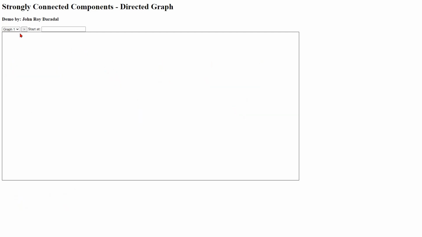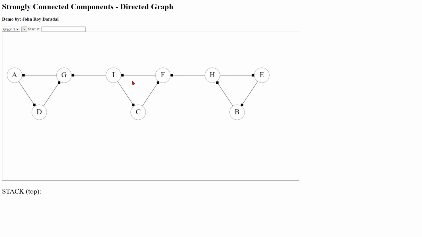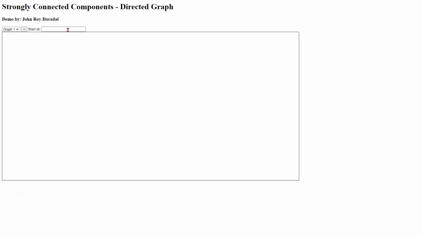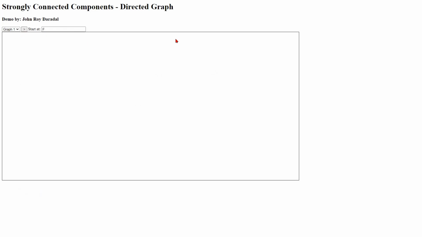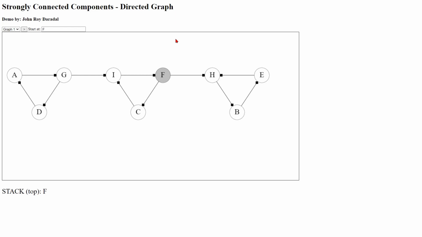Maybe we'll do the same one, but what if we started our DFS at I, or maybe at what was it again? F. Maybe at F. Okay. If we start at F, we'll reverse everything, and then F goes to C or H.